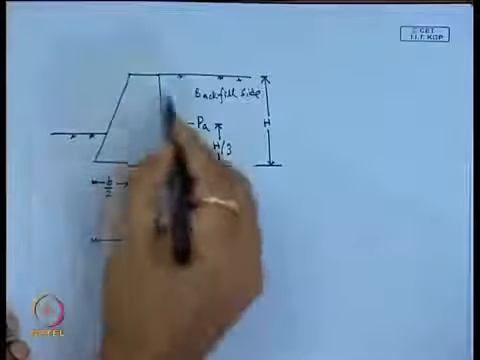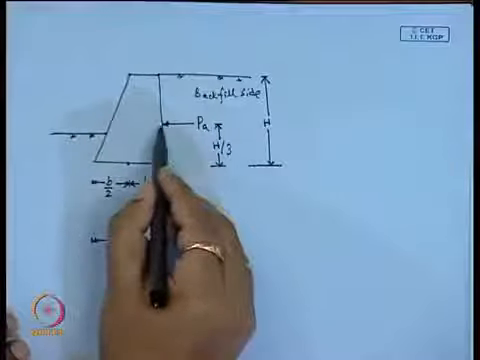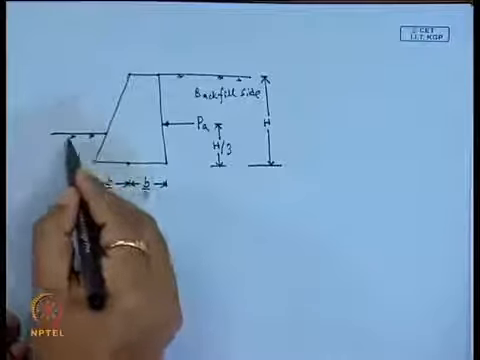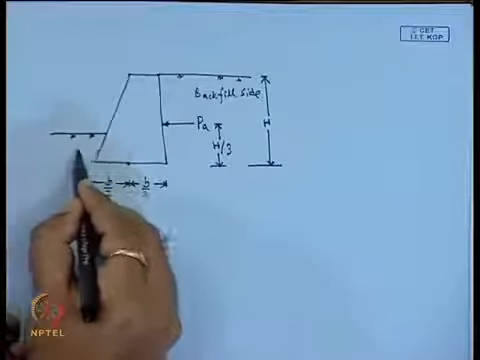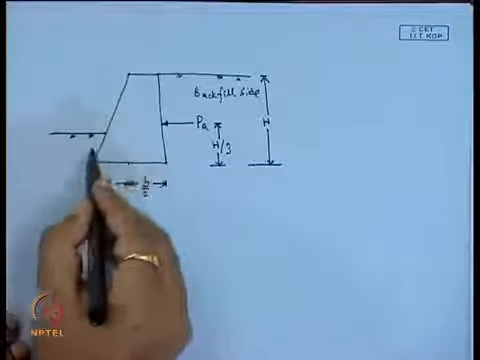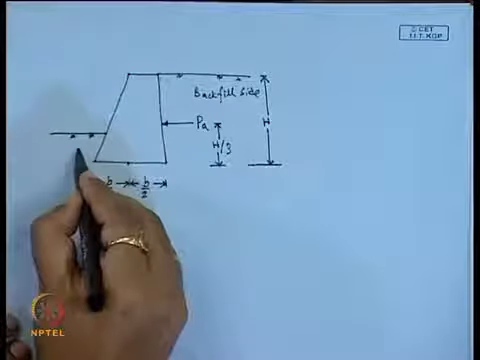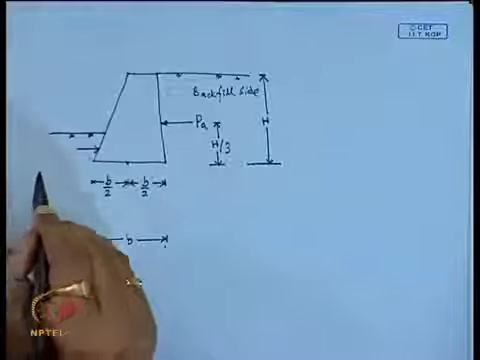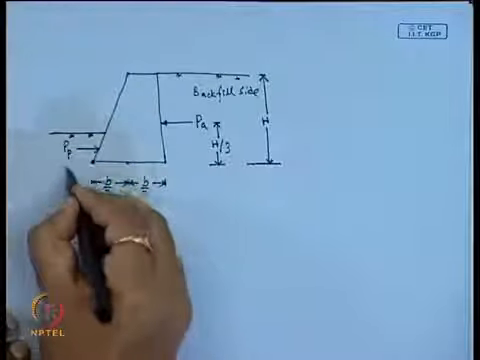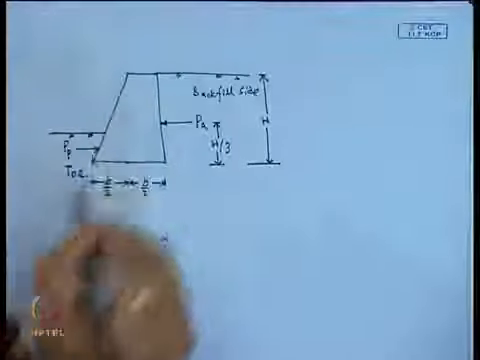When this retaining wall moves in this direction, this face will have active earth pressure. Similarly, the soil below the foundation level will also provide a lateral pressure in the opposite direction to P A, opposite to the movement of the retaining wall. So, here one passive earth pressure acts. This is our passive earth pressure, P P, and this one is the toe of the retaining wall.